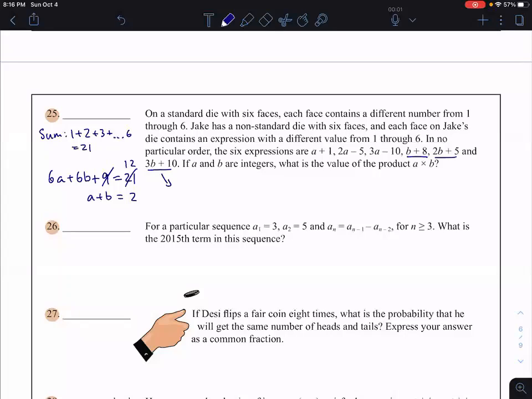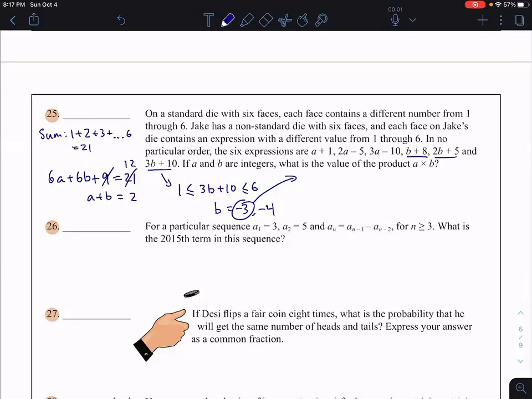So we know that 3b plus x has to be between 1 and 6. And if you solve for b, you'll find that b has to be between -4 and -3. So b is equal to either -3 or -4. Okay. And now we just have to guess and check. We have to find which value b is, and we're going to try -3 first.